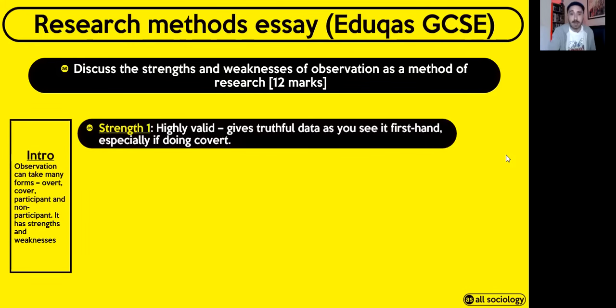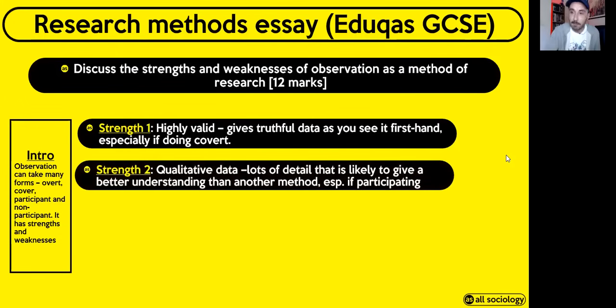First strength we're going to talk about: observation. It's a qual method. It's highly valid. It gives you truthful data as you see it firsthand, particularly if you're doing that covert research, because they're not going to know they're being watched. Strength 2, and by the way, it doesn't matter if you go strength, weakness, strength, weakness, or weakness, strength, strength. Doesn't matter to me. Doesn't care.